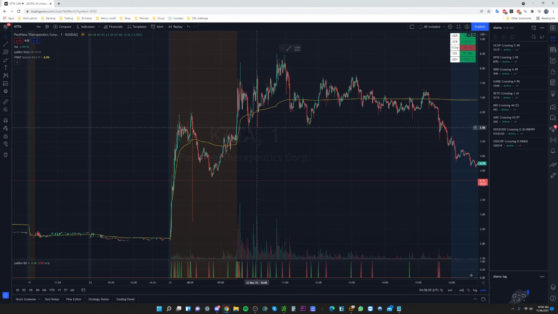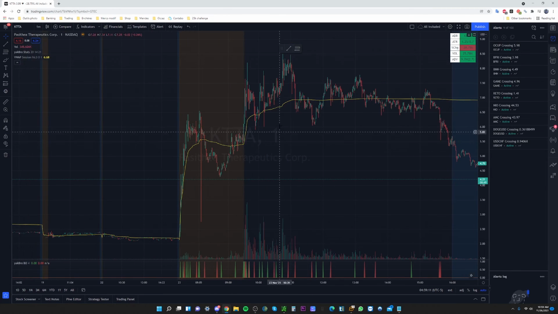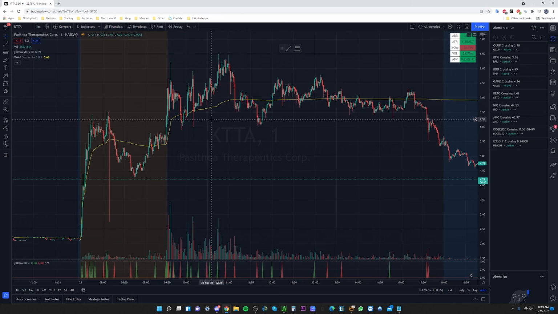So when you see that kind of behavior on a stock, just avoid it. Okay, just don't try to use VWAP for that, because it won't work. But you can see pretty fast during the day that this stock was very manipulated.